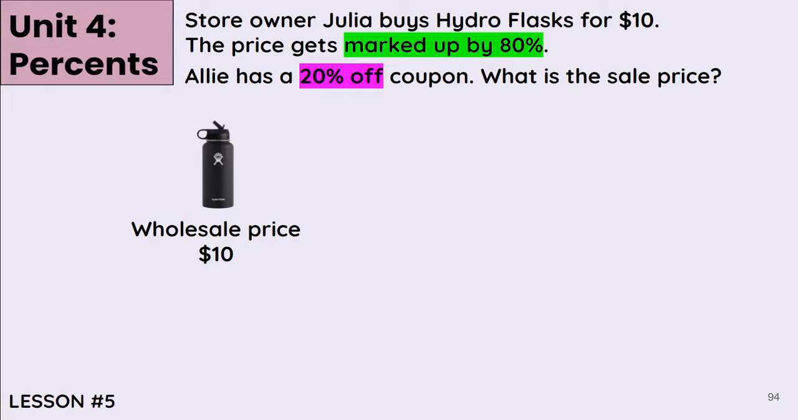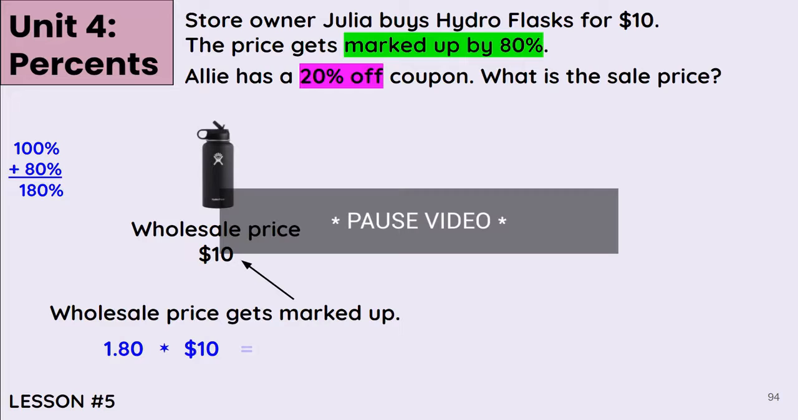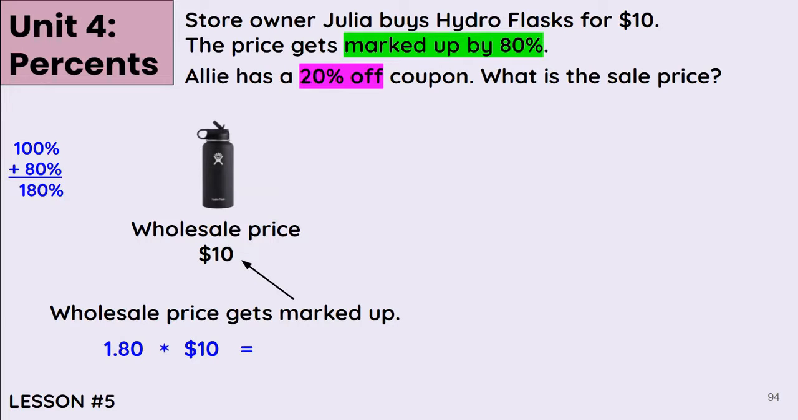So here we go. First, we have to mark up the price by 80%. So that means the customers have to pay 100% plus 80%. The customers have to pay 180%. So go ahead and do 1.80 times 10. Okay, you should get $18. So the retail price, therefore, is going to be $18.